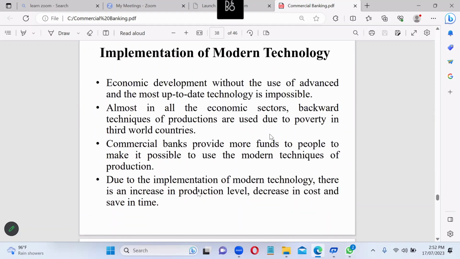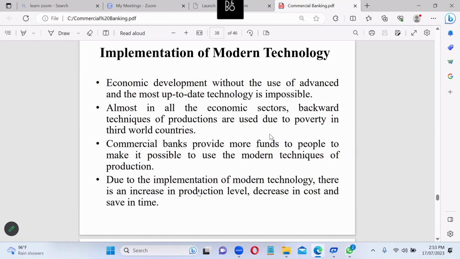Implementation of modern technology. Without an advanced technology process, our economy cannot become modern. It is impossible. In almost all economic sectors, backward techniques of production are used due to the poverty in third world countries. So commercial banks provide more funds to the people and make it possible to use modern techniques of production.